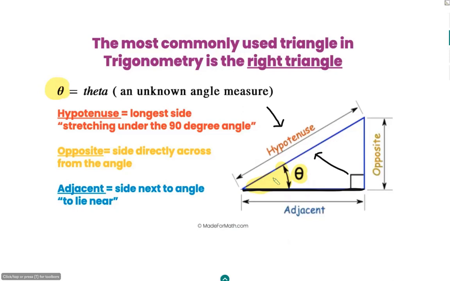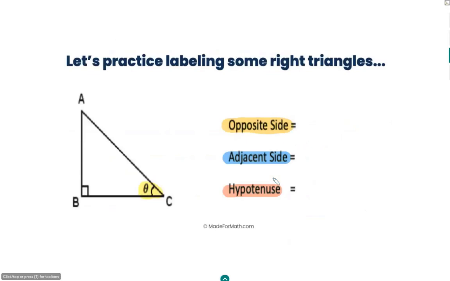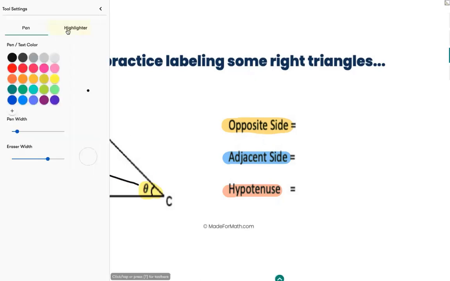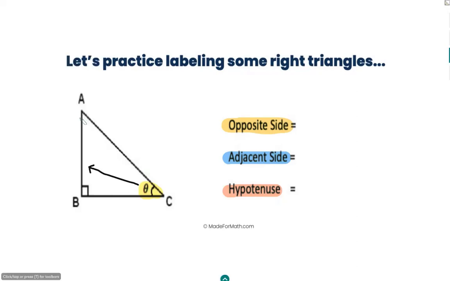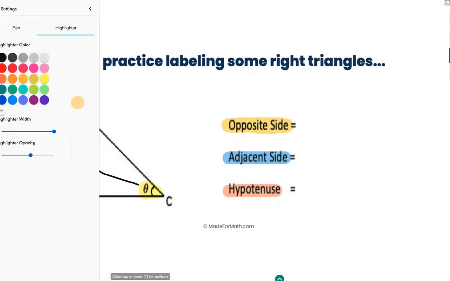Okay. So now let's practice that for just a second, because in order to compute trig ratios, we need to first be able to identify these three parts of our right triangle. So if we're looking for the opposite side, remember, that's the side opposite the theta angle. So if here's our theta angle, we're going to draw a line across from here. And we can see there it is. So if we want to color code it the same color here.